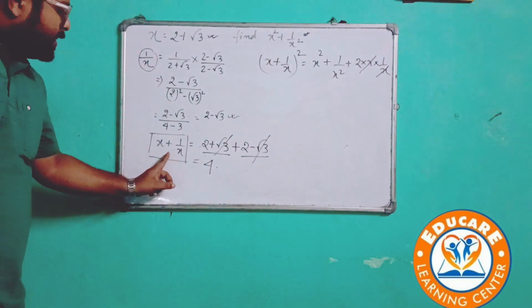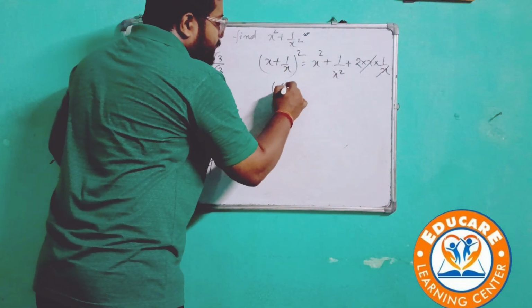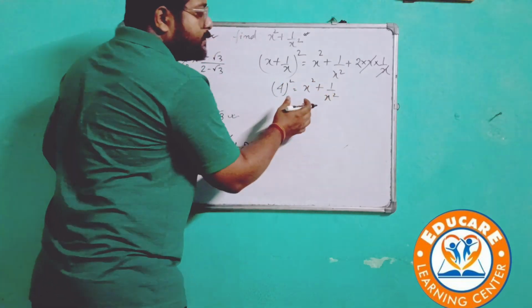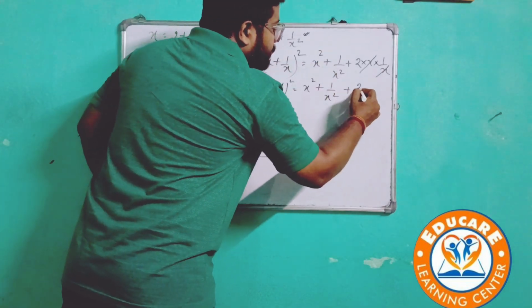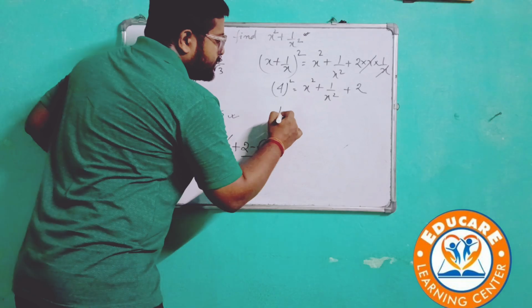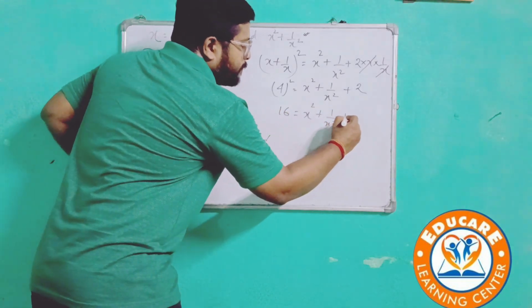Now x plus 1 by x we have already found. What is the value? 4. So we can write 4 square is equal to x square plus 1 by x square, because we don't know this. This is what we need to find. Plus 2. Keep the plus 2 as it is. Now 4 square means what? 16. That is equal to x square plus 1 by x square plus 2.